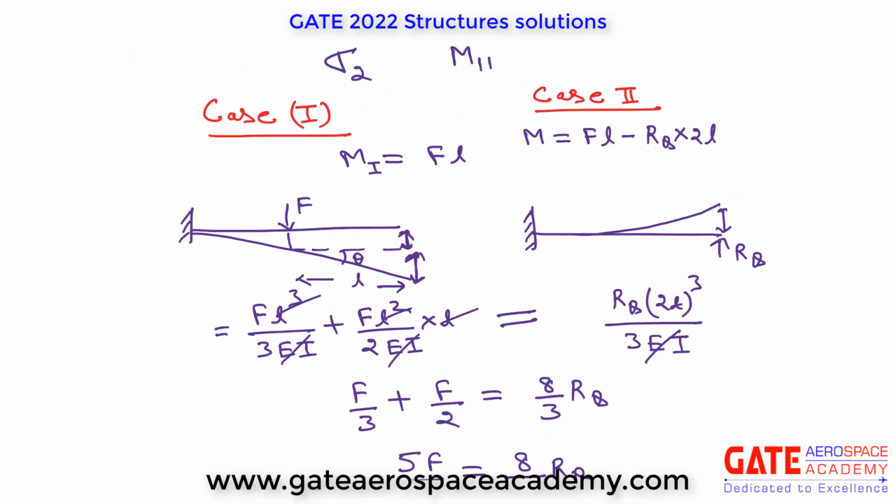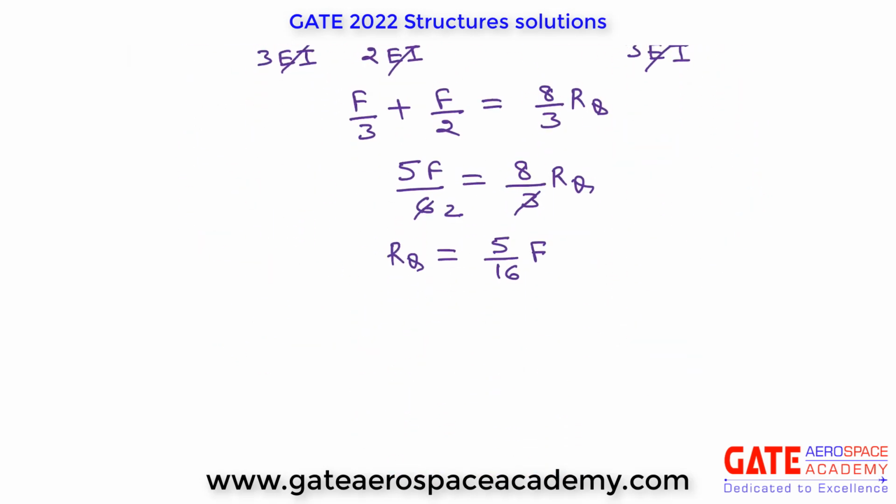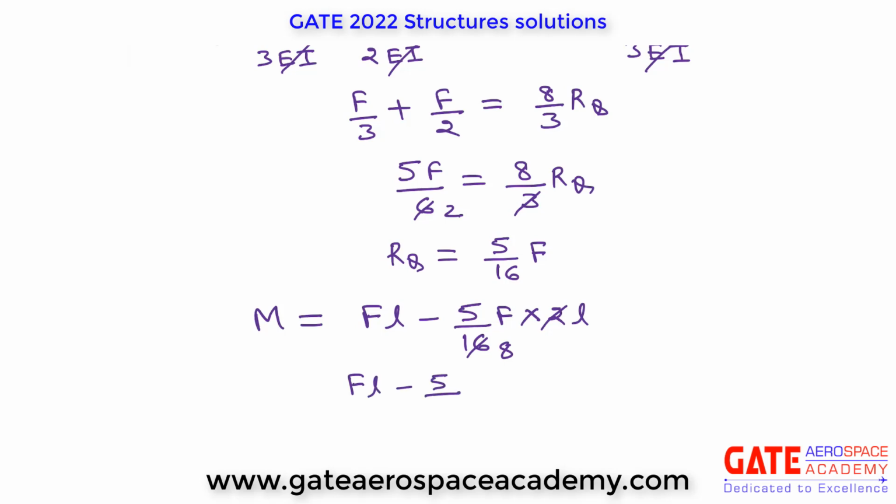Right, now we can substitute here. So for case 2, bending moment at P will be equal to F into L minus RQ into 2L. So 5 by 16 F, this is RQ, into 2L. So FL minus 5 by 8 FL equal to 3 by 8 FL.